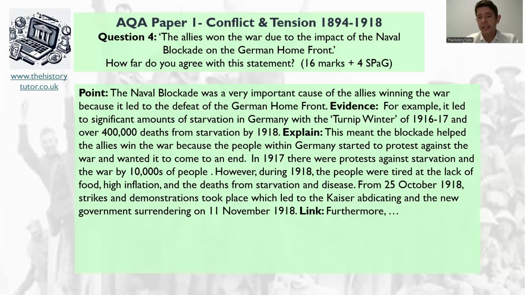However, during 1918, the people were tired of the lack of food, the high inflation, and the deaths from starvation and disease. From October to 25th, 1918, strikes and demonstrations took place, which led to the Kaiser abdicating and the new government surrendering on 11th November 1918. Okay, so it all happened on the home front. This is quite a big argument because the German army was still in France at this time. It wasn't even retreating back into Germany. So the home front must be fairly significant.